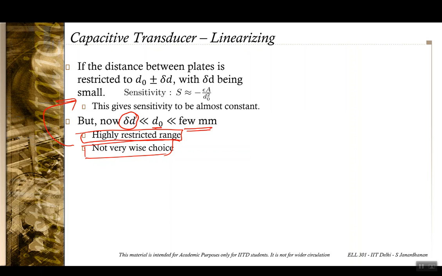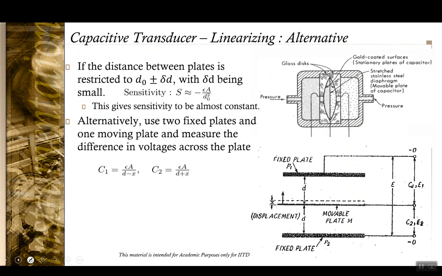Okay, so an alternative thing has to be done. The alternative way is not to use a single capacitance, but to use this change of plate distance in a circuit. Okay, and let's see how that can be done.